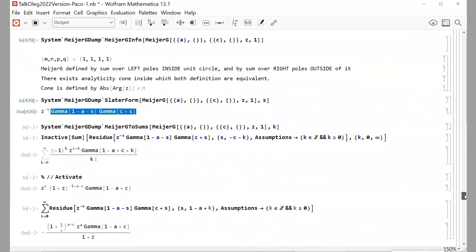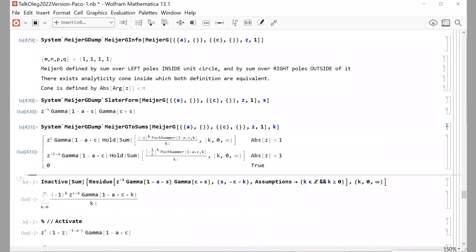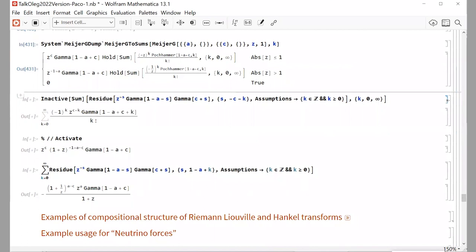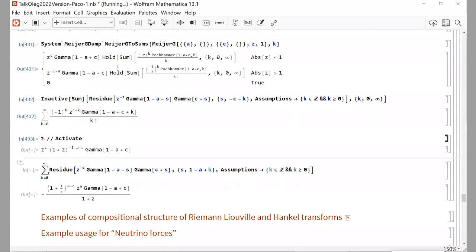The user can also evaluate using another command, this one. It shows the sum of left residues and right residues, and all this, if you evaluate the sum of residues accurately, gives our function back. So the MeijerG function can be represented as sums of residues in left poles and in right poles.